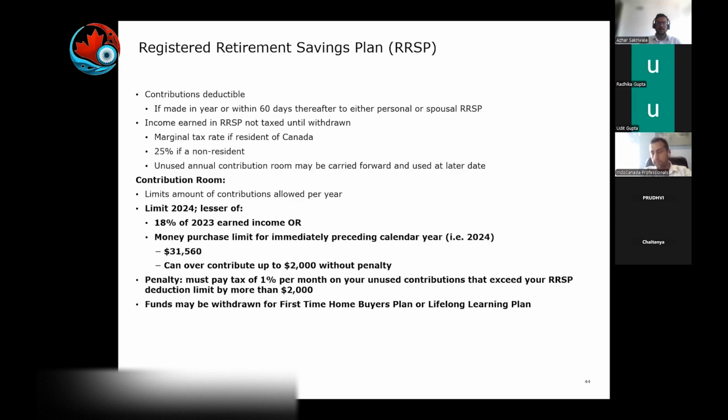And you can only make contributions to the plan to the extent of the contribution room available to you. So this contribution room is decided based on 18% of the previous year's income or the limit prescribed by the CRA, whichever is lower. So the maximum contribution, let's say for calendar year 2024, could be around $31,560. You can make withdrawals from your RRSP for purchasing your first home up to $35,000 of amount invested, and that withdrawal would be tax free. Similarly, if you want to pay for education, you can withdraw up to $10,000 from the RRSP under the Lifelong Learning Plan.